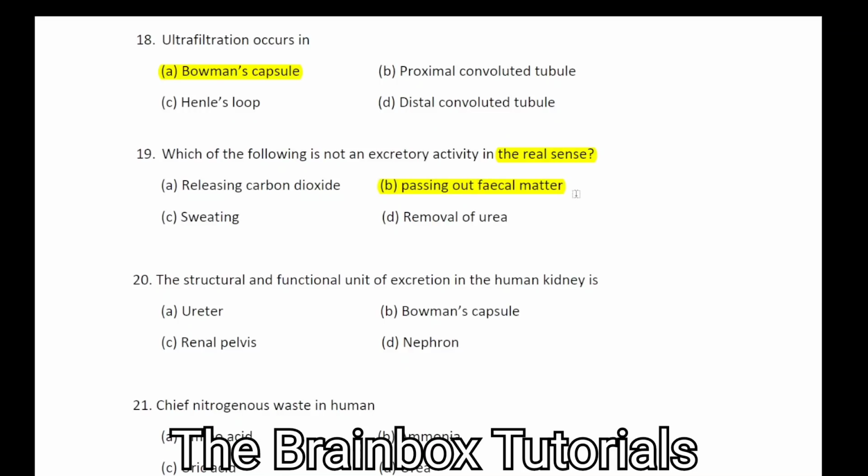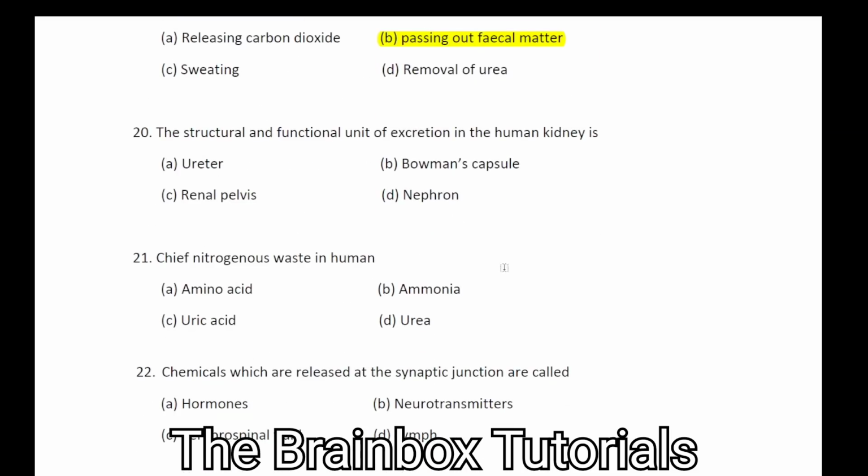Because remember, metabolic waste are removed from the body mainly via kidneys, lungs and skin. So from kidneys it will be urea, from lungs it will be carbon dioxide, and from skin it will be sweat. Now number 20. The structural and functional unit of excretion in the human kidney is, options are option A, ureter, option B, Bowman's capsule, option C, renal pelvis, and option D, nephron. And the correct option is D, nephron.